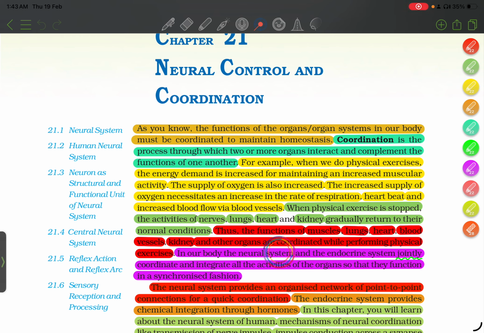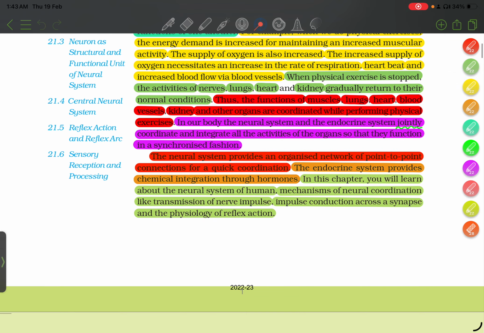In our body, the neural system and endocrine system jointly coordinate and integrate all the activities of organs so that they function in a synchronized fashion. The neural system provides an organized network of point-to-point connection for a quick coordination. The endocrine system provides chemical integration through hormones. In this chapter, you will learn about the neural system of human, mechanism of neural coordination like transmission of nerve impulse, impulse conduction across a synapse, and physiology of reflex action.